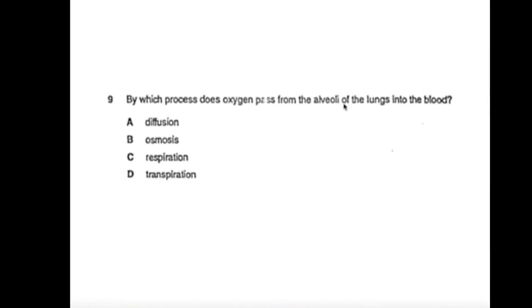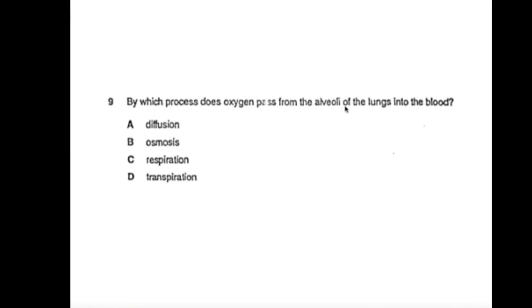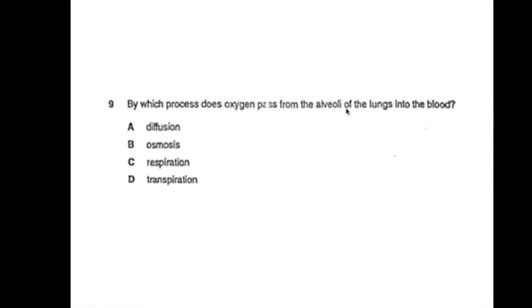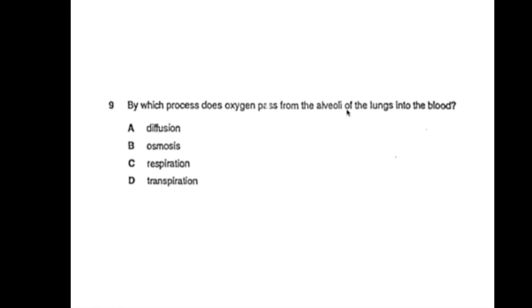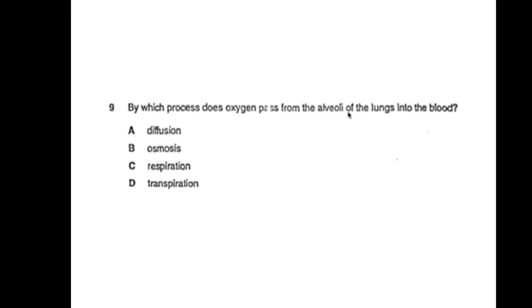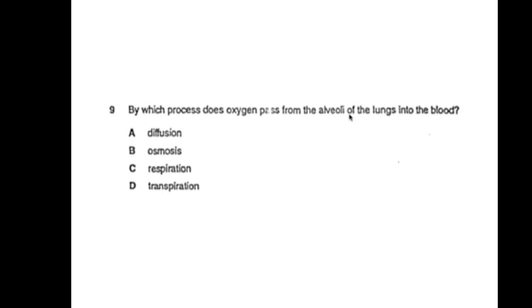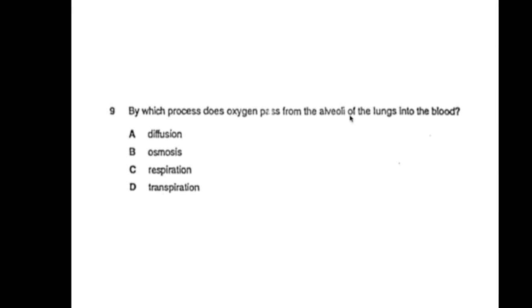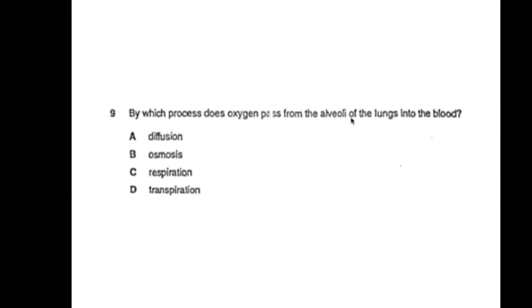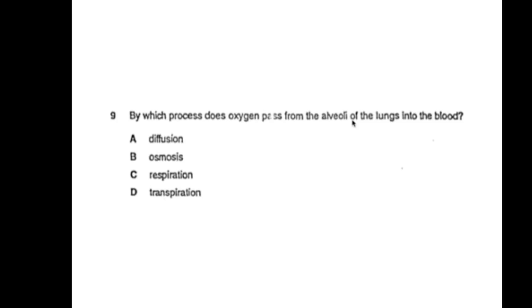Question number 9. By which process does oxygen pass from the alveoli of the lungs into the blood? Let's skip A and look at B. Osmosis is a diffusion of water, so this does not relate to oxygen. C is respiration. Respiration is the breaking of bigger food molecules into smaller molecules for energy, so this does not relate as well. D, transpiration. Now, transpiration is the evaporation of water in plants. So the answer to this question is A, diffusion.